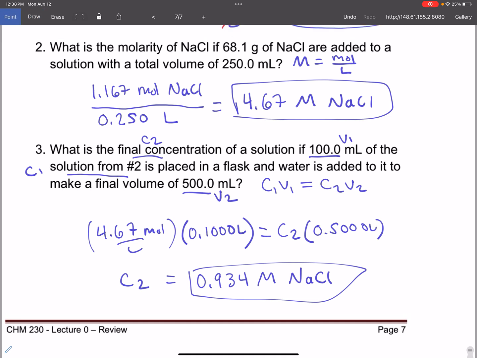Again, let's apply a logic test. Notice that we went from 100 mL up to 500 mL. So it should be about 1/5 the concentration, right? We diluted it by a factor of 5. And notice that we started off almost at 5 molar, and our final concentration is a little bit less than 1 molar, so a little bit less than 1/5. So again, apply a logic test to these questions at the end. Does it make sense? If I got an answer of like 30 molar here, we would have done some math wrong, right?